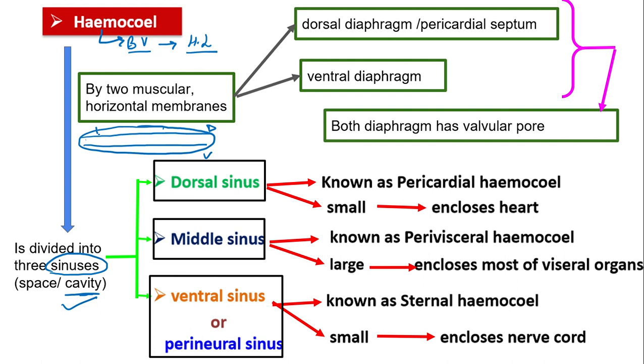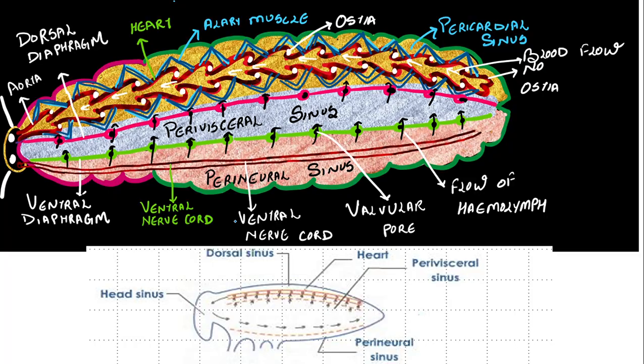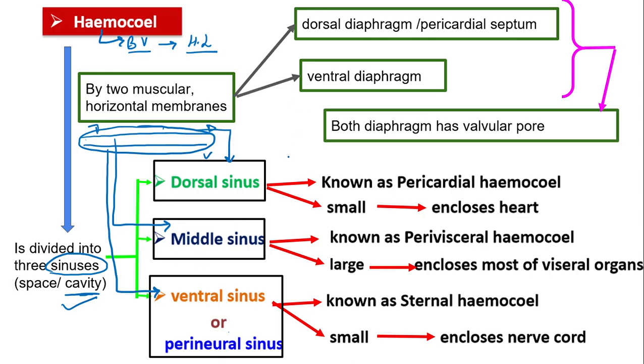Now the sinus which is present on the dorsal side we call dorsal sinus. The sinus which is present in the middle we call middle sinus. The sinus which is present at the ventral side we call ventral sinus or perineural sinus. Okay, now once again, talking about the dorsal sinus, it is also called pericardial hemocoel, which is small and encloses the heart. The middle one we call perivisceral hemocoel, which is large and encloses most of the visceral organs. The ventral one is called sternal hemocoel, small and encloses the nerve cord.